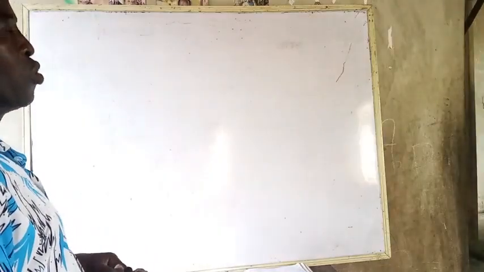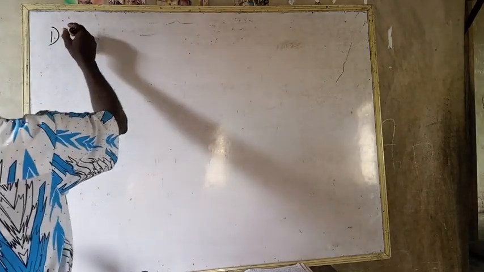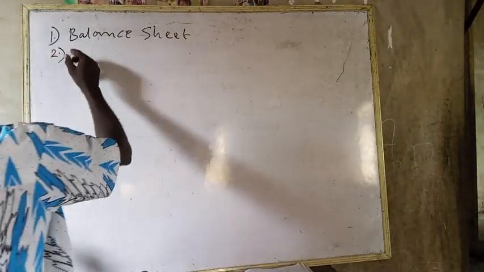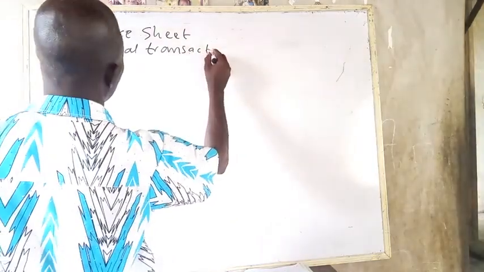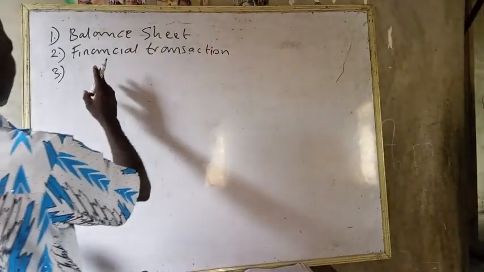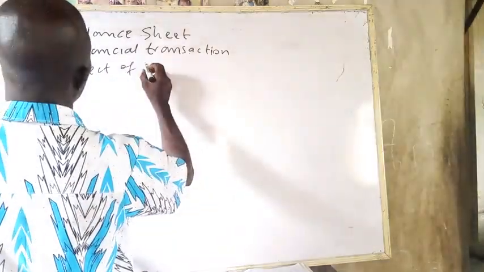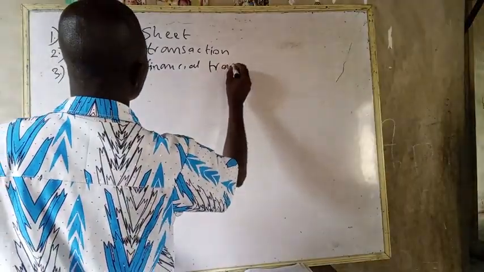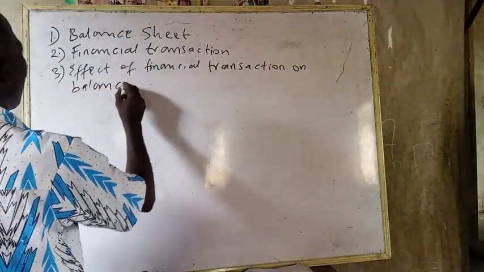Today we are diving into one of the most important aspects in accounting, which I break down into three: one, balance sheet; two, financial transaction; and three, effect of financial transaction on balance sheets.